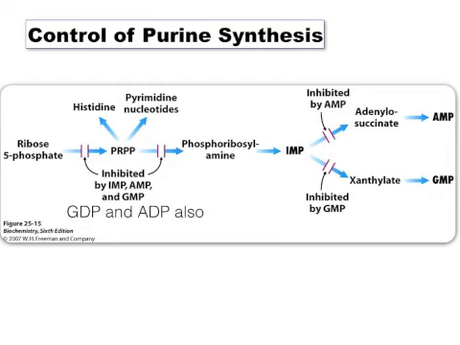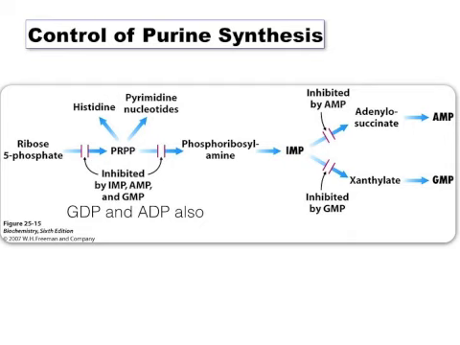The synthesis of PRPP itself is inhibited by IMP, AMP, GMP, and by GDP and ADP also. These are the downstream products of this reaction. And the same is true for the synthesis of phosphoribosylamine, as we saw just a minute ago. Now the thing is, if you inhibit the synthesis of PRPP itself, you're also going to inhibit the synthesis of histidine and pyrimidine nucleotides. On the other hand, if you inhibit the synthesis of phosphoribosylamine, you're going to just limit the production of IMP, AMP, and GMP.